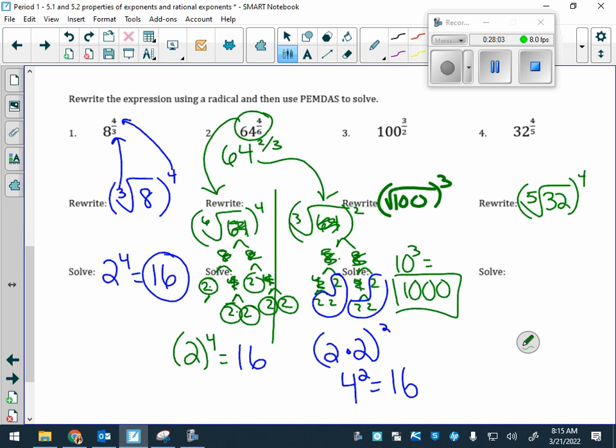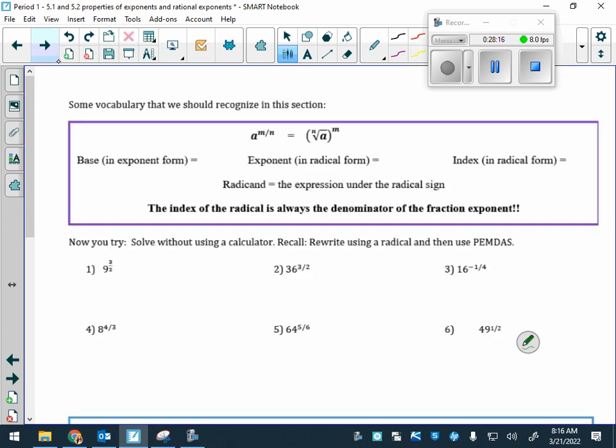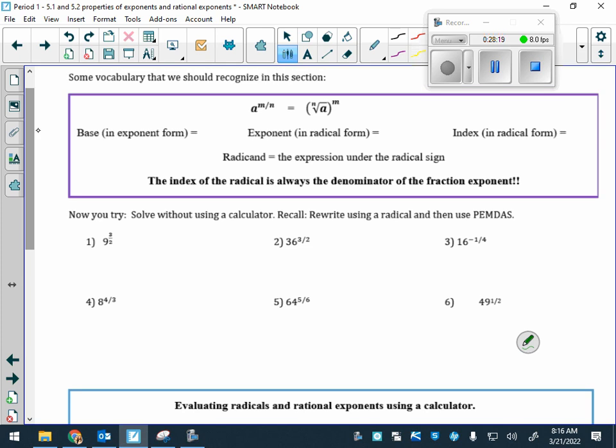What is the 5th root of 32? 2. Then 2 to the 4th? 16. Good. Excellent. How many of you did get both of those correct? Good. Let's see what it says. All right, so now we're going to try some practice.